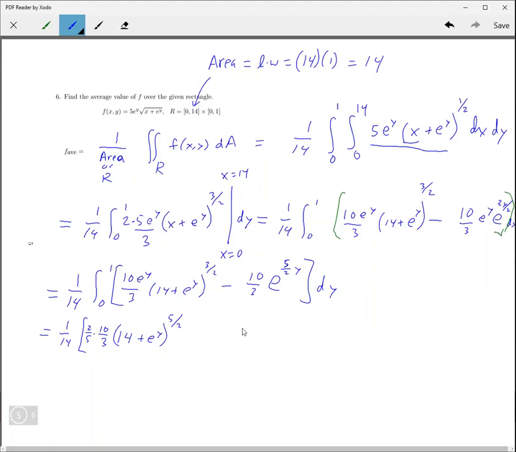This one, the integral is going to be just the same thing. But if you take the derivative here, you get this exactly times 5 halves. So you have to multiply by 2/5 over here as well. And y is going to go from 0 to 1. Okay, so I put a 1 in. This is 20 over 15.